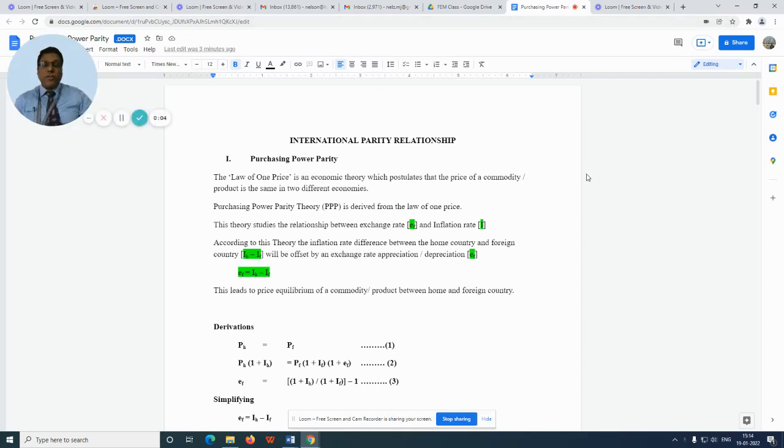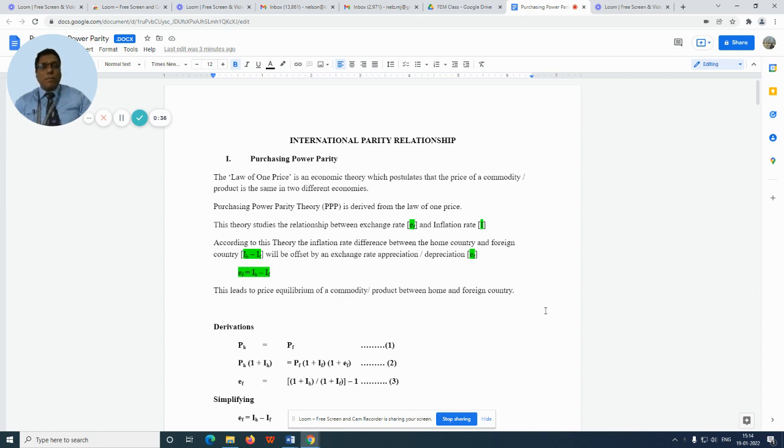Foreign exchange management is governed by various international parity relationship theories. The first theory that we would be discussing is purchasing power parity theory. This theory derives itself from an already existing economic theory which is called the law of one price. According to this theory, the price of a product or commodity would be the same in two different countries if it is measured in terms of the same currency.